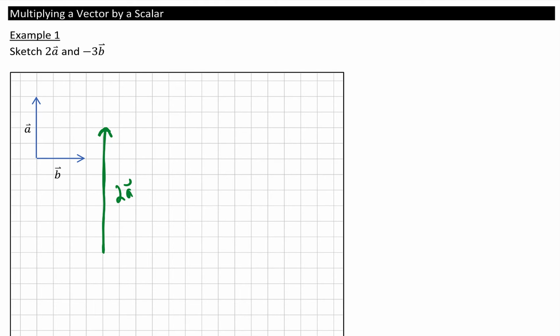What about negative 3B? Well, we know that negative B is the opposite of B. Since B is 3 units to the right, negative B would be 3 units to the left. And since I said negative 3B, that would be negative 9 units to the left. So there is negative 3B. So this is all scalar multiplication is: taking the vector and multiplying it by the number in front of that vector.